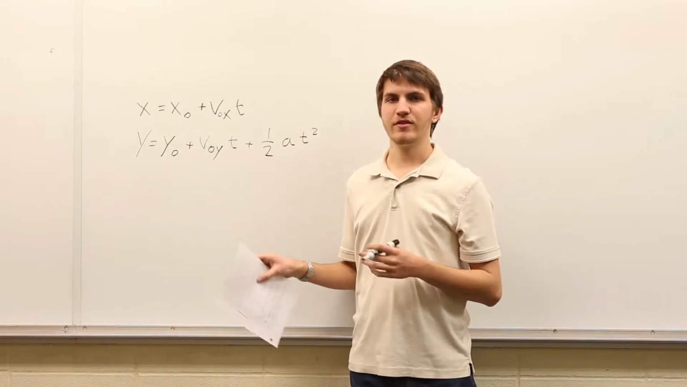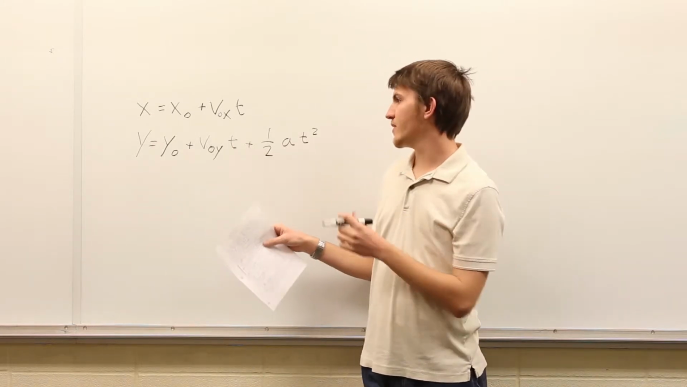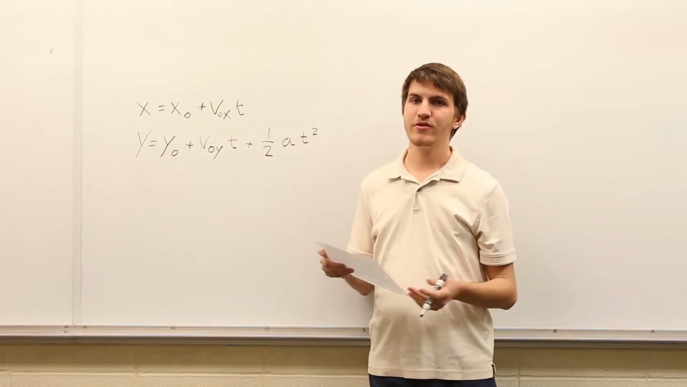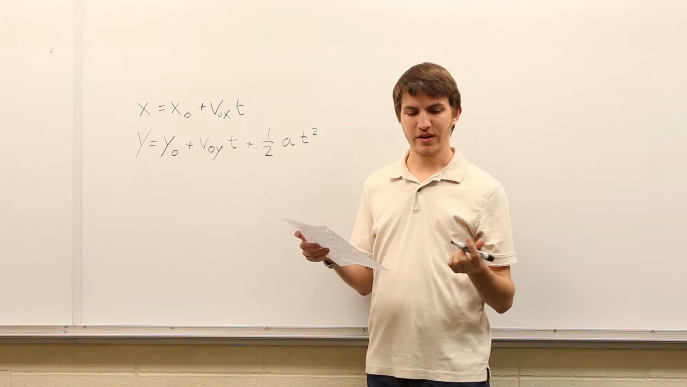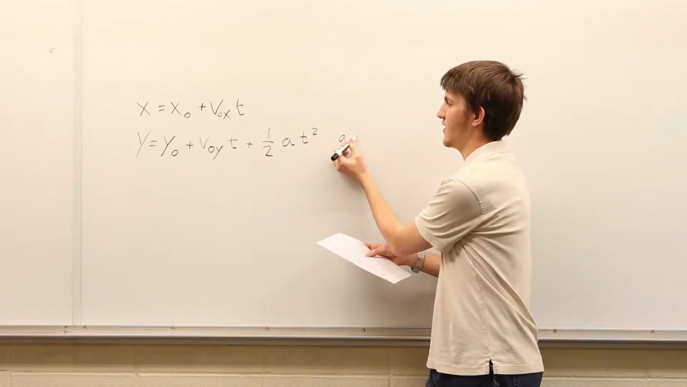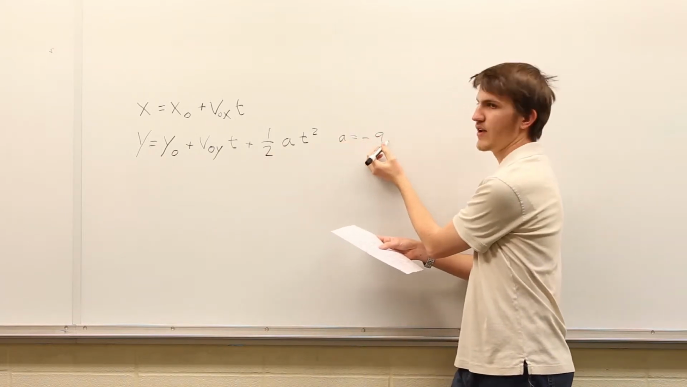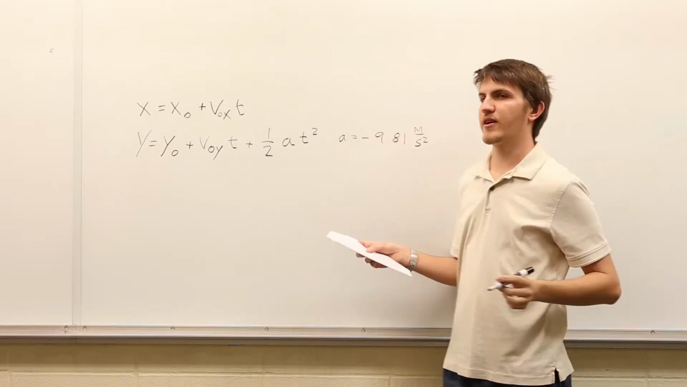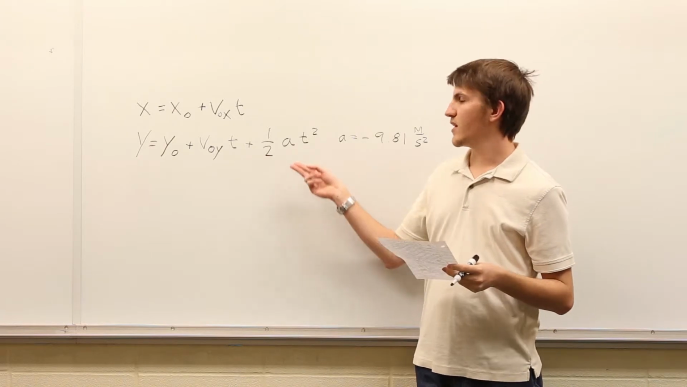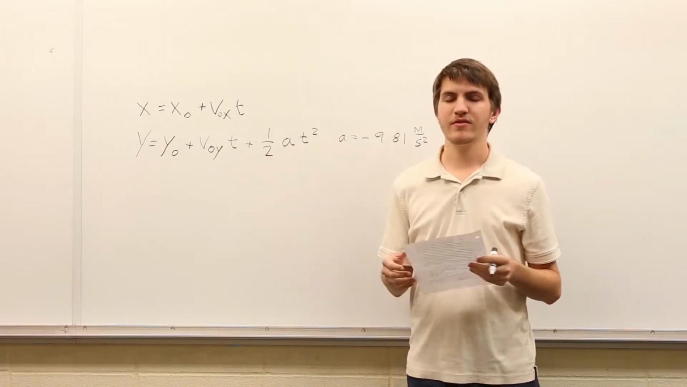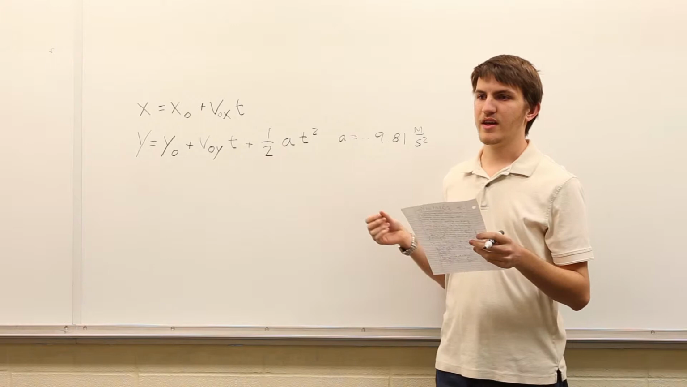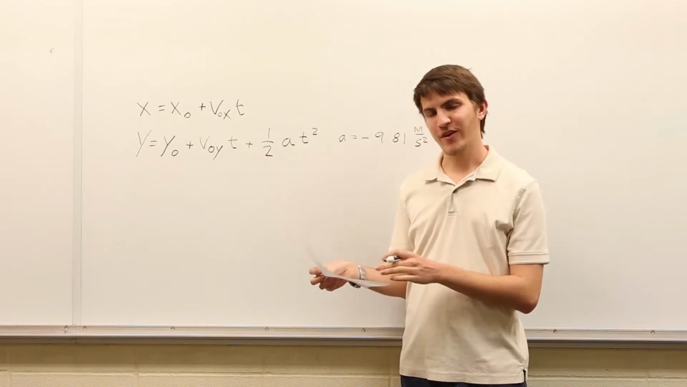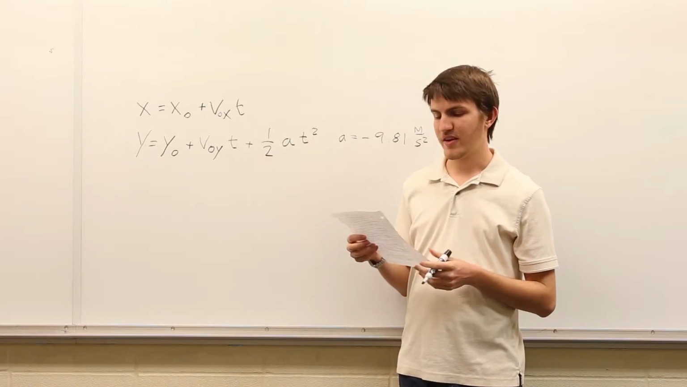Y naught is still the initial starting point of the particle. We still have t, but now we also have a. And a is the acceleration due to gravity. We're going to use the value that a equals negative 9.81 meters per second squared. So including that in our position equation in the y direction means that we now have a changing velocity in the y direction, unlike horizontal motion where there is no change in velocity.